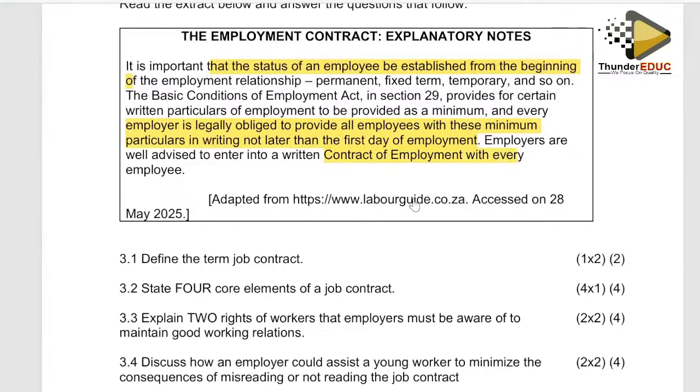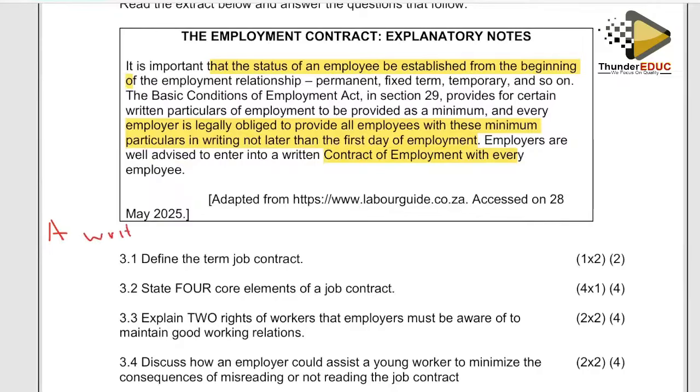So the first question reads, define the term job contract. Basically, when you talk about a job contract, we are talking about a written agreement. Job contract refers to a written agreement between the worker and the employer. So this should be in black and white. It is a written agreement between the employer and the worker or the employee.